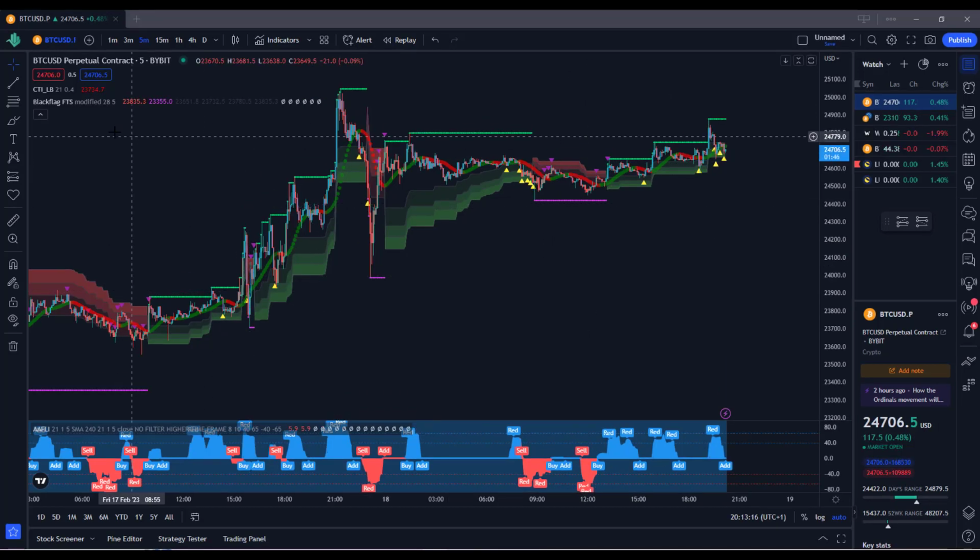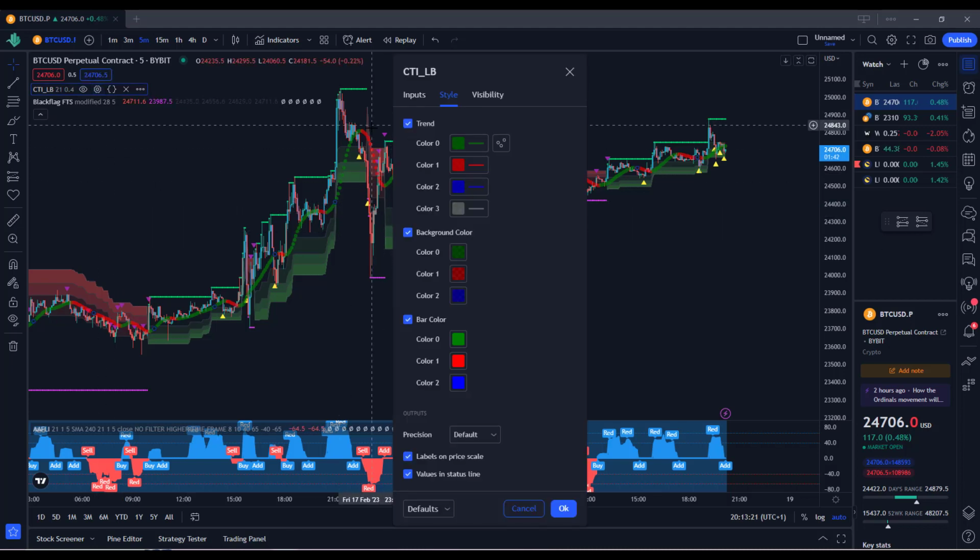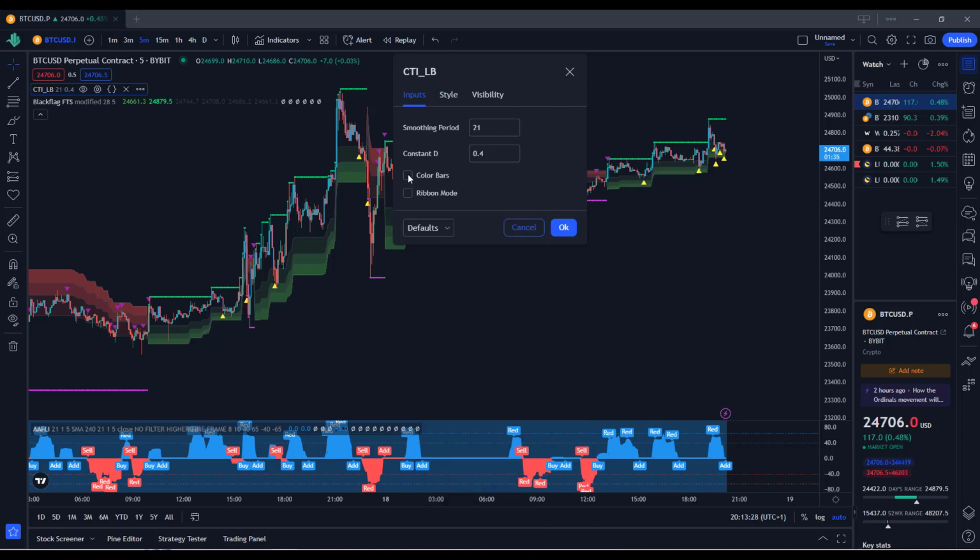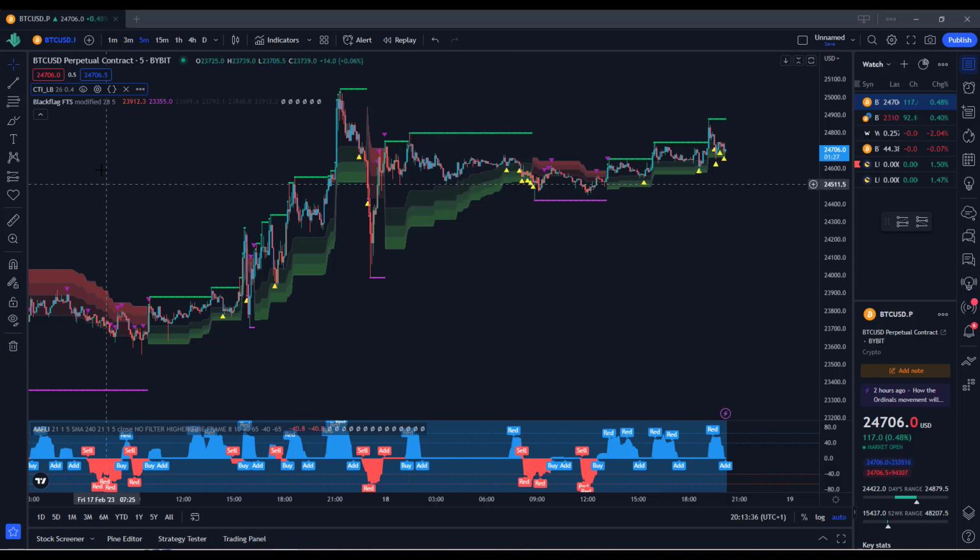Now let's adjust the settings because this really looks like a lot of data. First, adjust the settings of the Coral Trend indicator. What we're gonna remove is the trend and the background color. Second, go to inputs and add the color bar and adjust the smoothing period from 21 to 26. It needs to look like that.